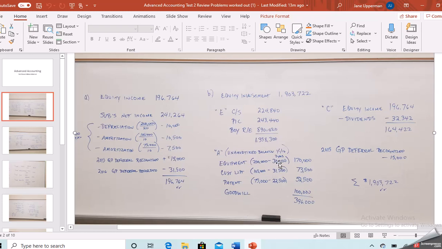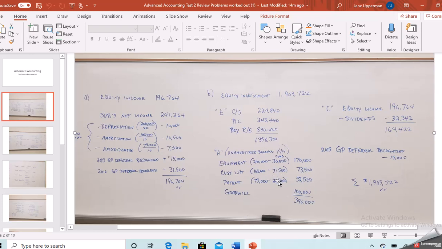Then we go through our A entries. Now we got to focus on our dates. So they purchased the sub in 2013. We are looking at the end of 2016. So we want to have it at our beginning of the year balance. So we would have amortized 13, 14, and 15. So that would be 3 years.